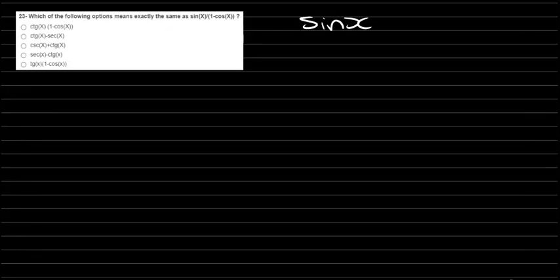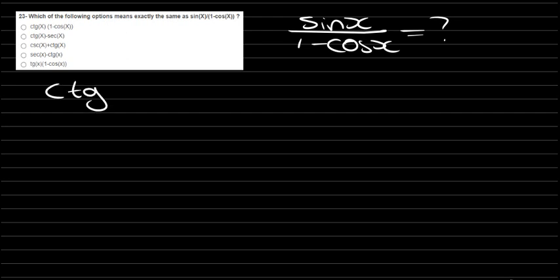Which one of the following options means exactly the same as sine x over 1 minus cos x? Okay, so we want to know sine x over 1 minus cos x. Which of these five options is the same as this? Okay, so we'll see that here's something.